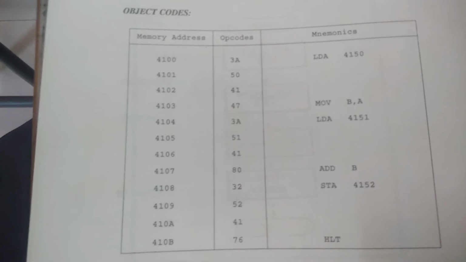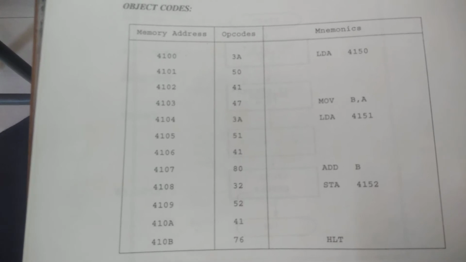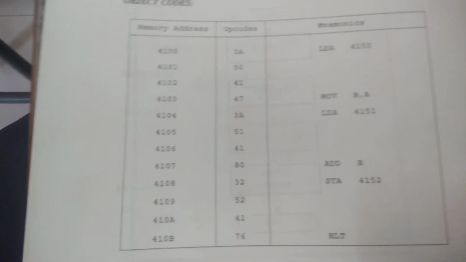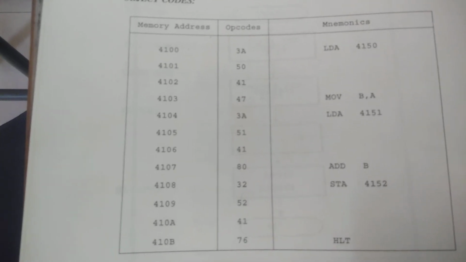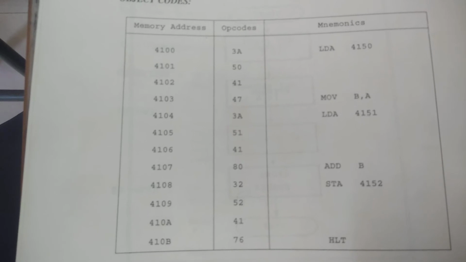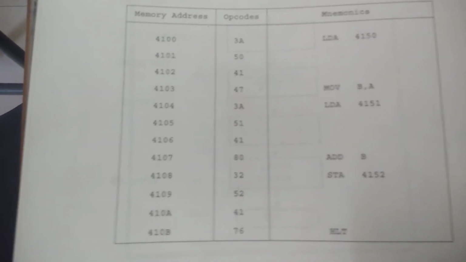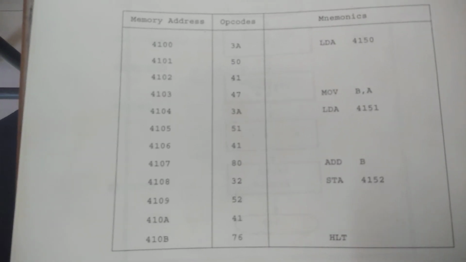After writing the mnemonics for the program, you need to use your data sheet to convert them into opcodes. You know that the opcode for LDA is 3A. After that, the operand 4150 we split into 8-bit parts: 50 is the lower byte, 41 is the higher byte. Likewise you need to represent the opcode for the entire mnemonics.